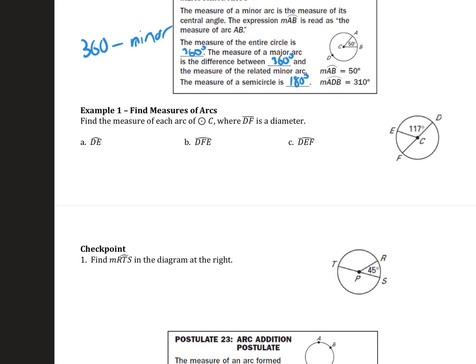All right, for example 1, we want to find the measures of arcs of circle C where DF is a diameter. If you'd like to pause the video and see how you do, see if you can figure these out. Go ahead.